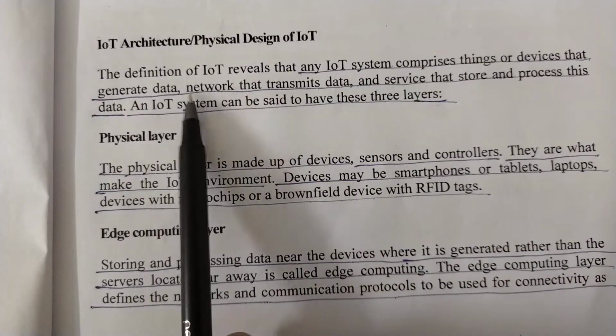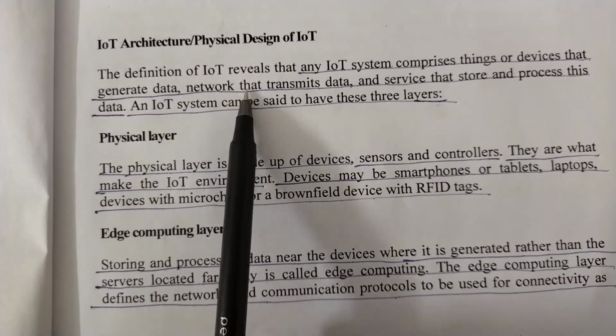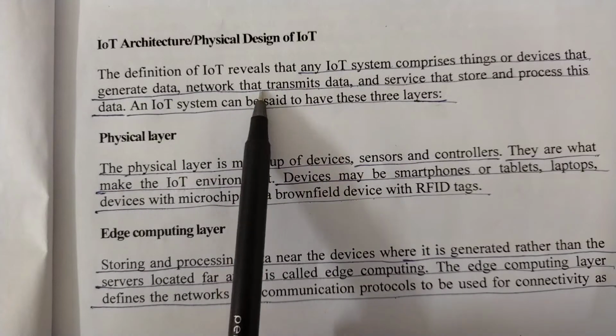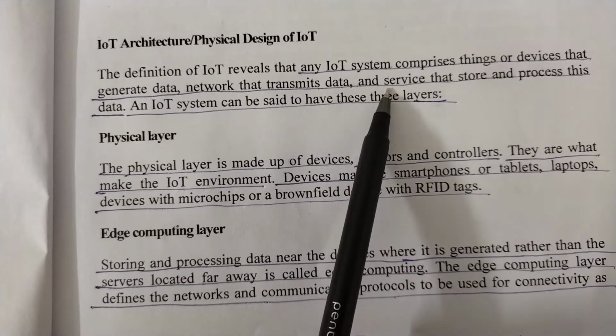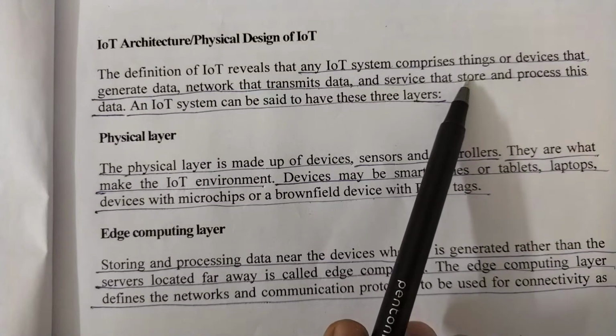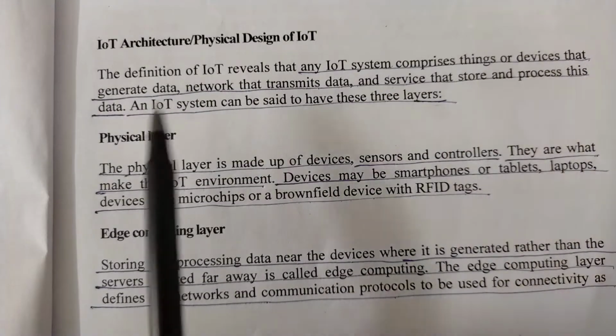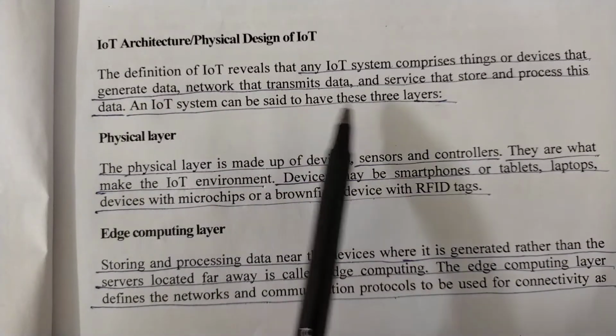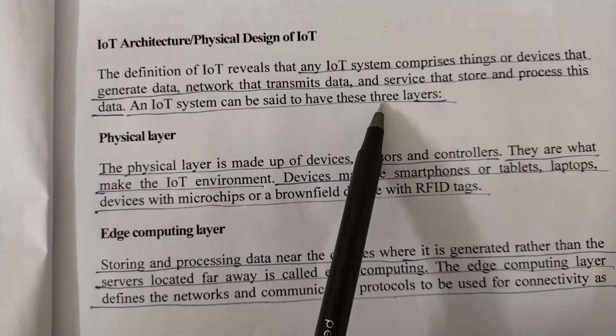Then we need a network that can transmit that generated data to other devices, and then finally to the cloud. So, a network that transmits the data. Then the services that will be storing that data and further processing this data to gain useful insights. So an IoT system can be said to have three layers. What are these three layers?